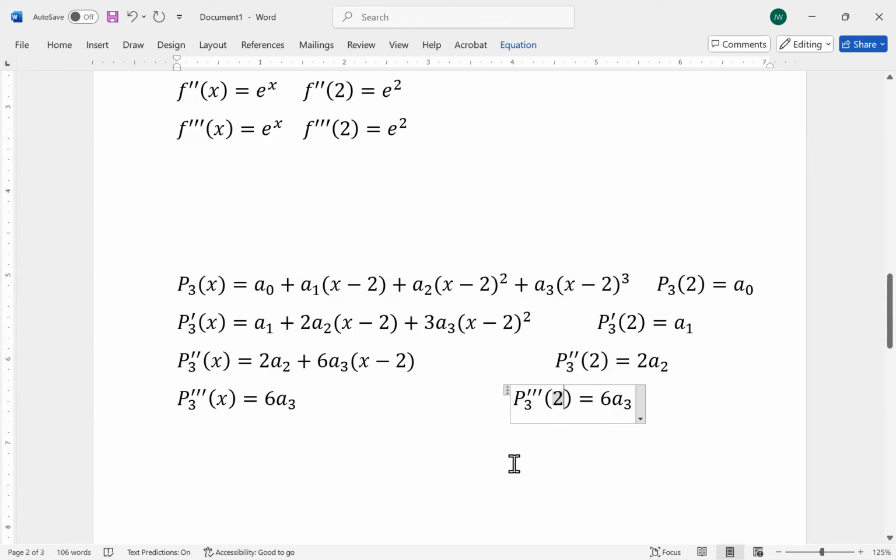And then lastly, when I take the third derivative, I would get 6a3. So when I plug in 2, I get 6a3. Notice that these are the same as we had in the last example. In fact, they're always going to be the same. You can always figure out how to take the derivatives.